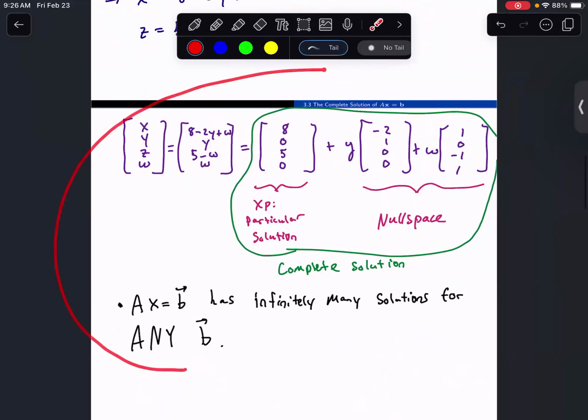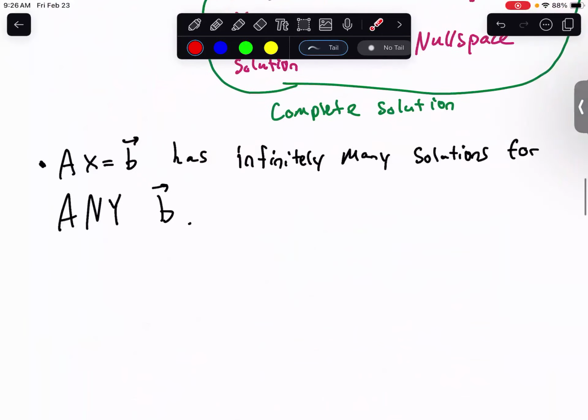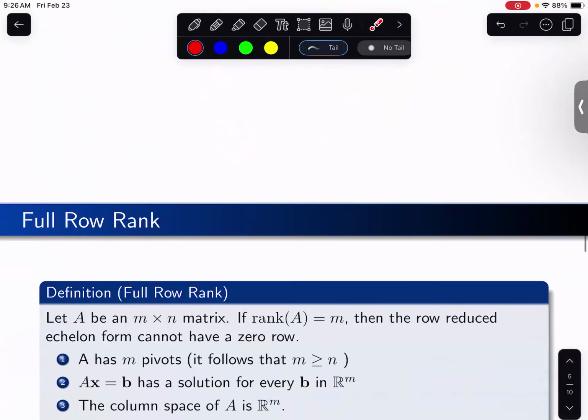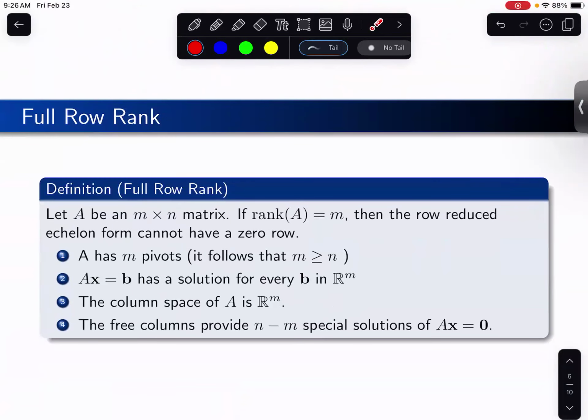Okay, any questions about this before moving on? Okay. Yeah, so this is something that can generalize. So we're going to focus on a new definition: what it means to have full row rank.